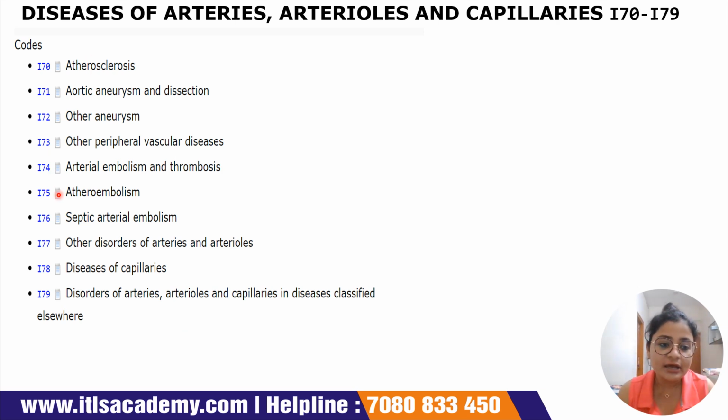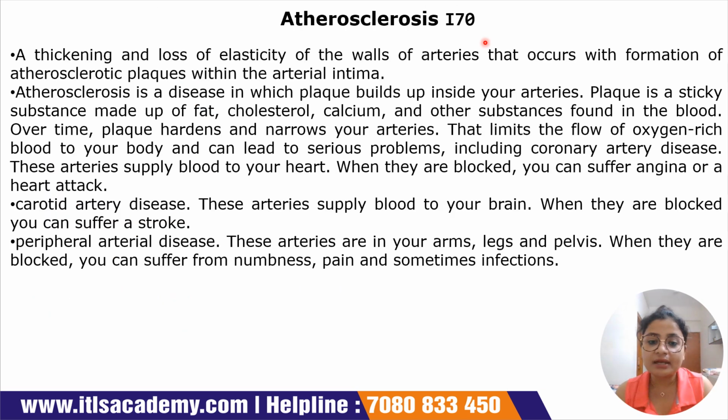So here, look, everything is in chronological order, so no exception. Starting with the most important code that we have under this section, that is I70, which stands for atherosclerosis. It is a thickening and loss of elasticity of the walls of arteries that occurs with formation of atherosclerotic plaques within the arterial intima, means on the interior of the artery of the heart, obviously.